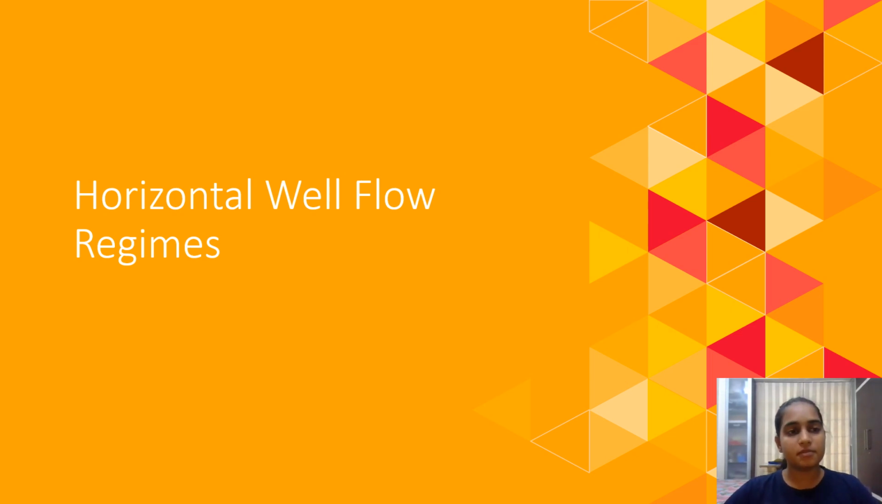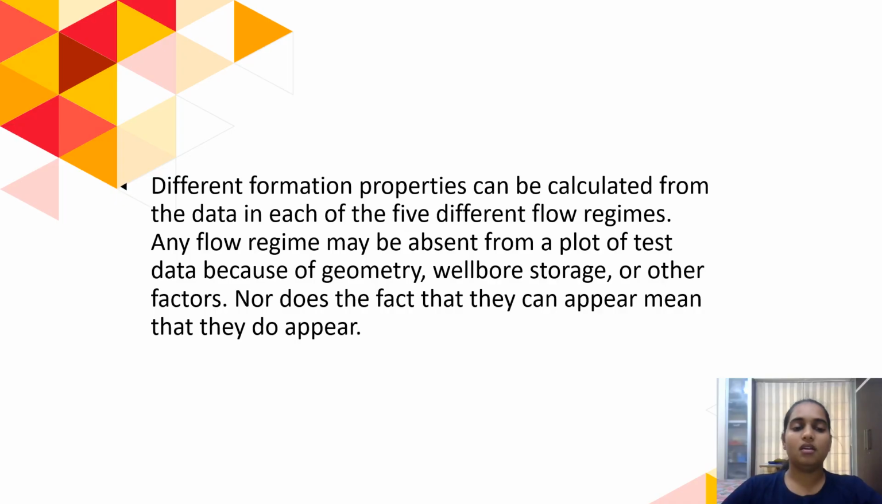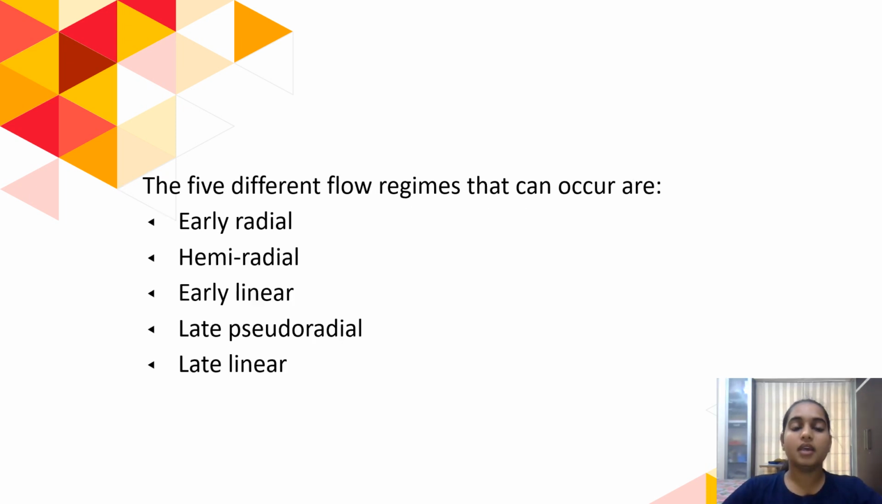Horizontal well flow regimes. Different formation properties can be calculated from the data in each of the five different flow regimes. Any flow regime may be absent from a plot of test data because of geometry, wellbore storage, or other factors. Nor does the fact that they can appear mean that they do appear. The five different flow regimes that can occur are early-radial, hemi-radial, early linear, late pseudo-radial, and late linear.